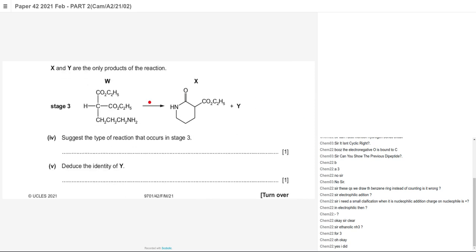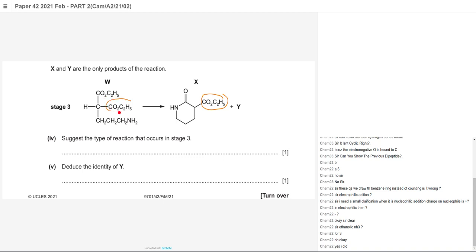Okay, now what has happened here? The type of reaction that occurs in stage 3. Analyze carefully what has happened. Look carefully. We have CO2C2H5, you can see that clearly here. Let me label this 1, 2, 3, 4: the 4th carbon has the amine, correct? Something has happened and this has attacked this one and formed the amide link. It has formed a cyclic compound.